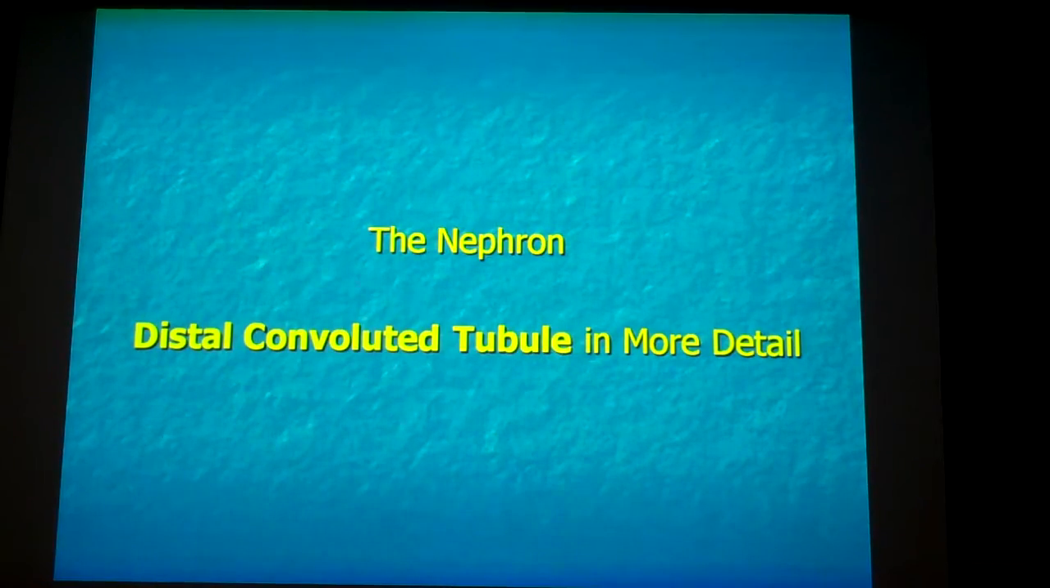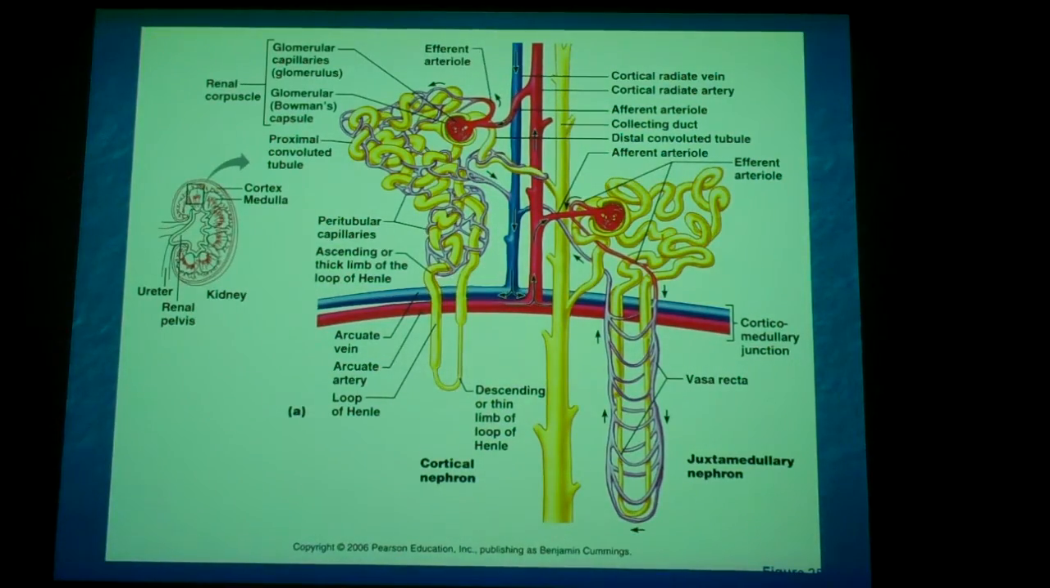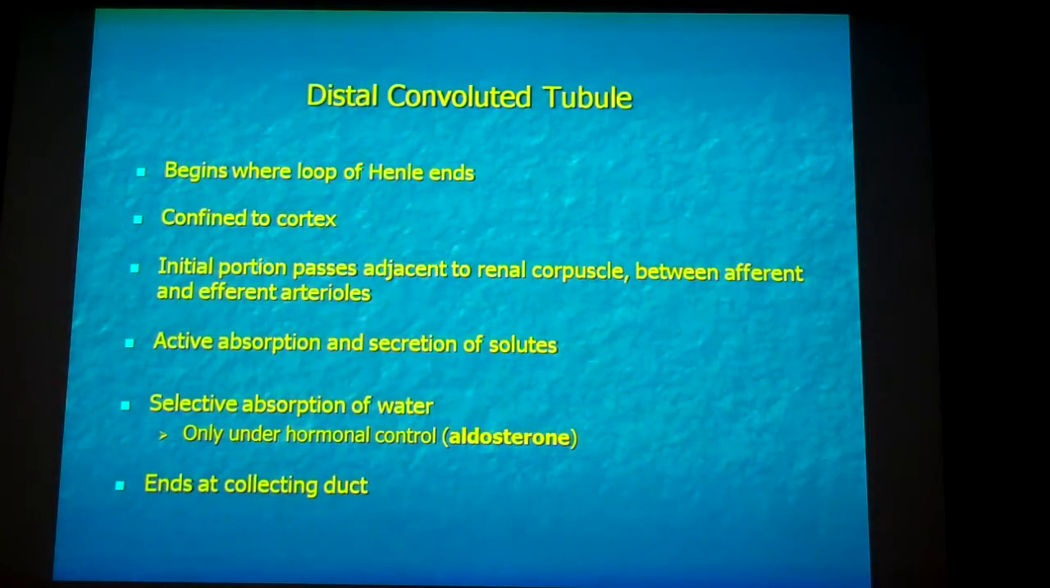All right, out of the loop, we're back in the tubular system. And we're in the distal convoluted tubule. So now we are here, like this. The distal convoluted tubule begins where the loop ends. It's confined to the cortex. Remember I told you that a portion of it passes very close to, in fact, right up against the renal corpuscle. There's a reason for this, as we shall see.